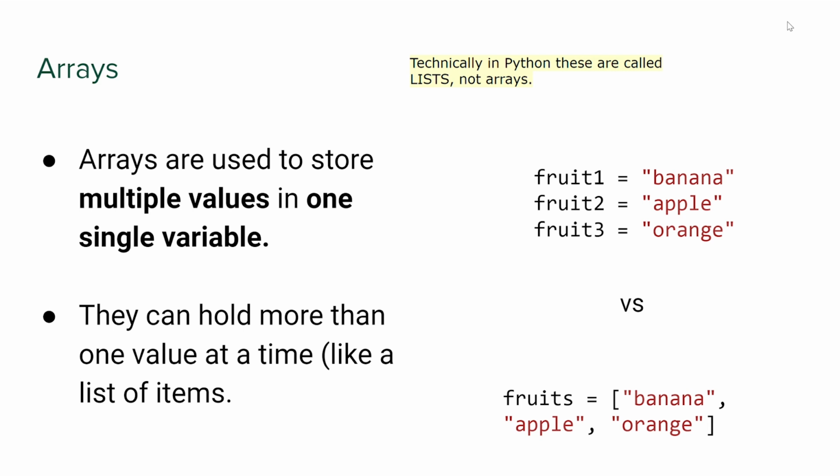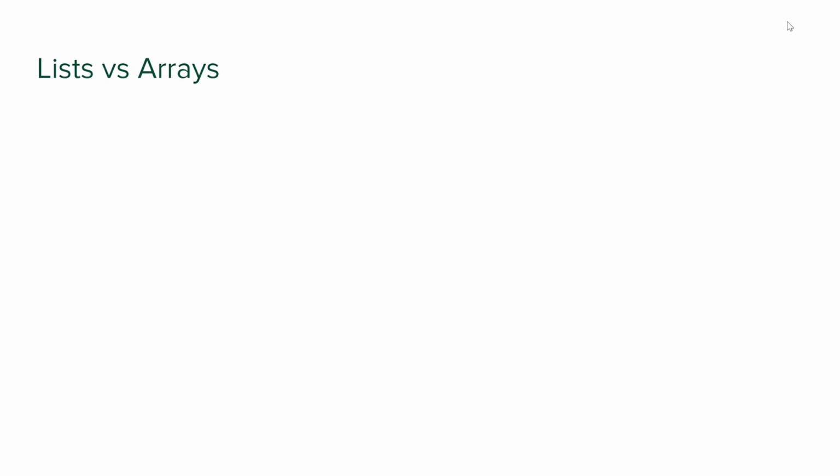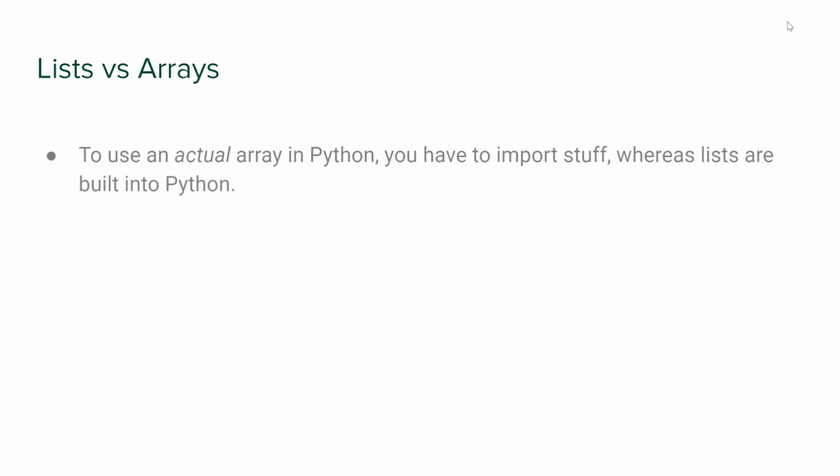So let's say I'm going to do that, then I can have many elements stored in one data type, which allows me to therefore streamline my code. I can use fewer lines of code to store more data. And they can hold more than one value at a time, like a list of items, as I mentioned earlier. So obviously we can tell that the fruits example, the bottom example with banana, apple, and orange inside an array, is much more efficient and streamlined than having fruit 1, fruit 2, and fruit 3. So that's really the key distinction between lists versus arrays.